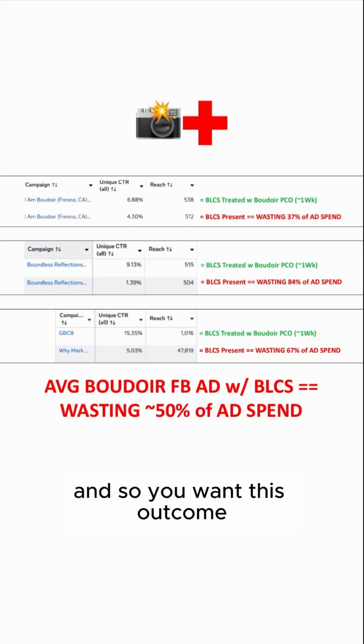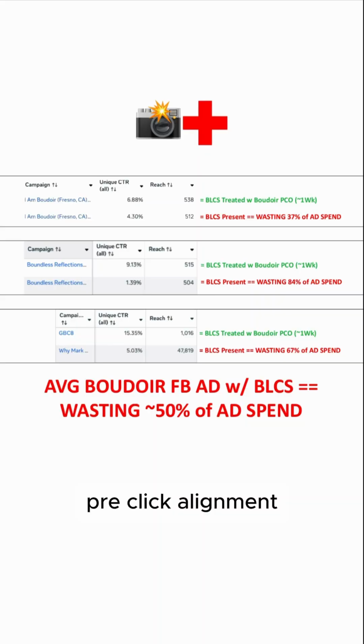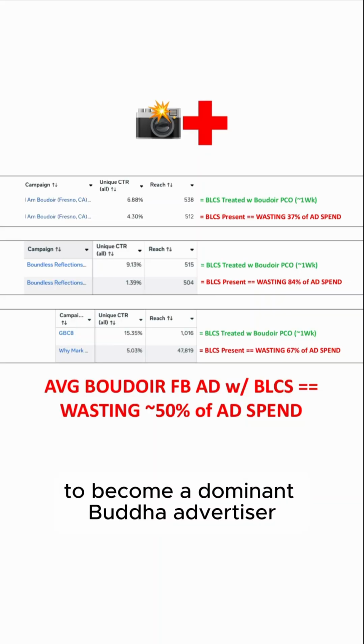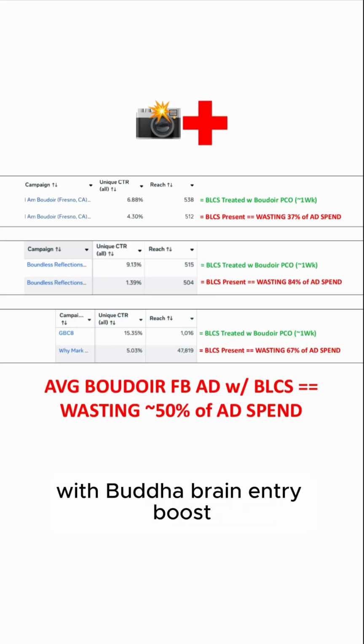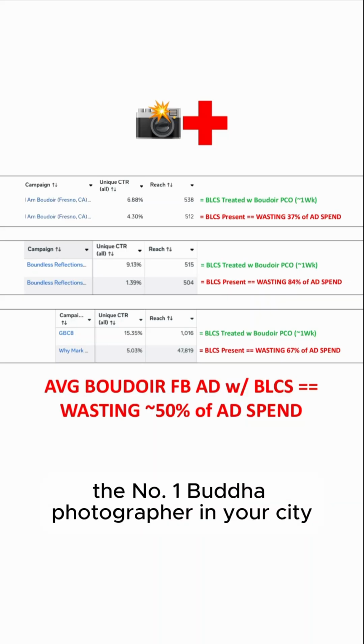And so you want this outcome, and you also want to achieve pre-click alignment to become a dominant Boudoir advertiser with Boudoir Brain Entry Boost, because you need this to achieve that on your path to becoming the number one boudoir photographer in your city.